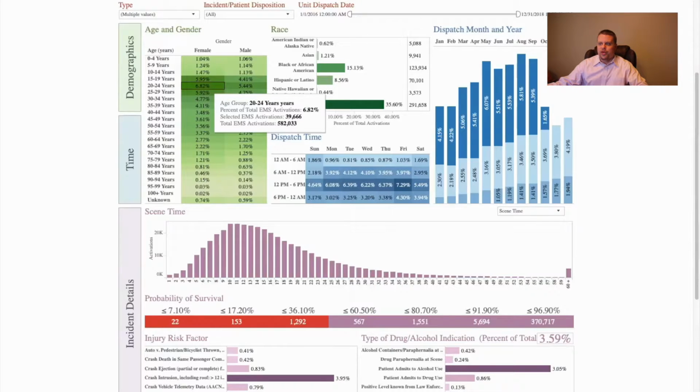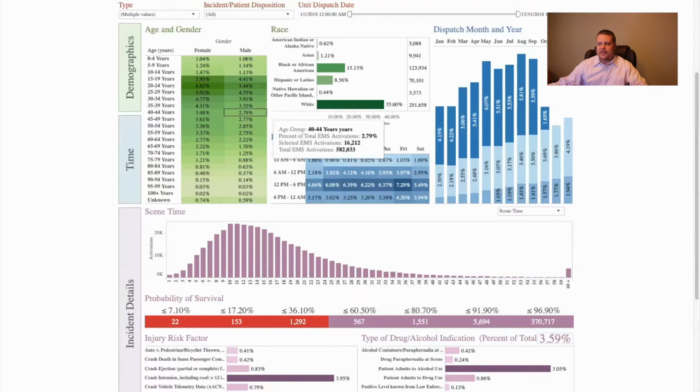So one thing, just going back to what we had selected with our car and our truck/van, that we look through here, we see that the majority of the patients that are injured tend to be females between the ages of 20 to 24 years of age. So 6.82% of those patients encountered. So 39,666 encounters were females between the ages of 20 and 24 years of age.